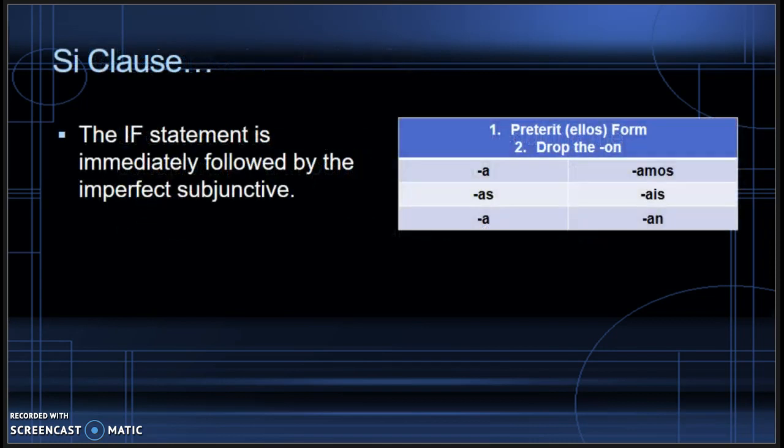So again, there are two parts to these sentences, and the if statement is immediately followed by the imperfect subjunctive. So that means the verb directly after the word si must go into the imperfect subjunctive. And remember, that's where we go into the preterite ellos form. We drop the on, and we add a, as, a, amos, ais, an, with an accent on the vowel before amos in nosotros.